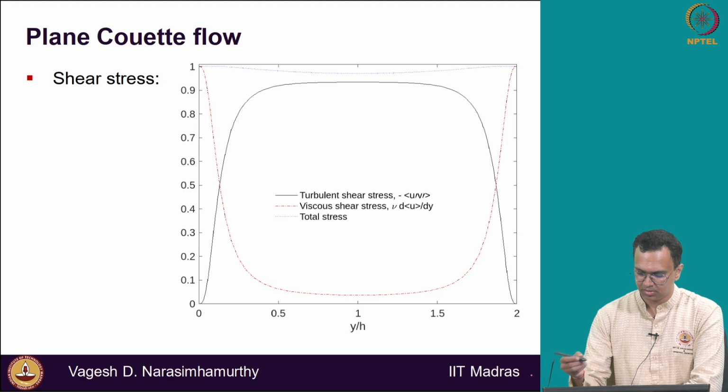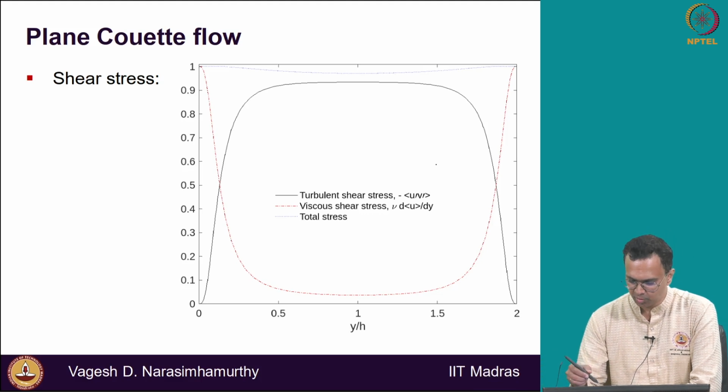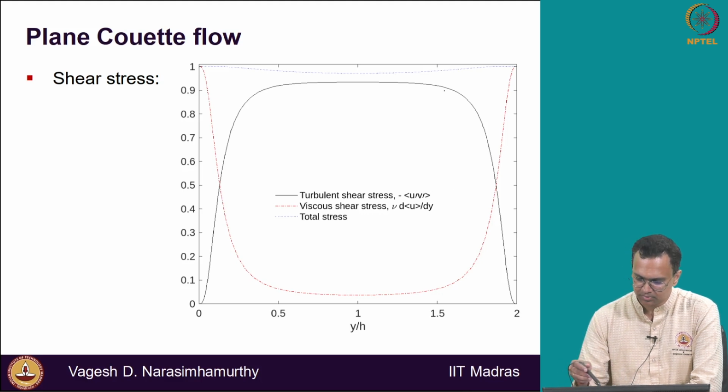And I also showed you the data. I'm just replotting it here. So basically this is for the same turbulent plane Couette flow. The straight line is the turbulent shear stress and the dotted line, red one, is the viscous shear stress, and the total stress, as you see, is not constant.